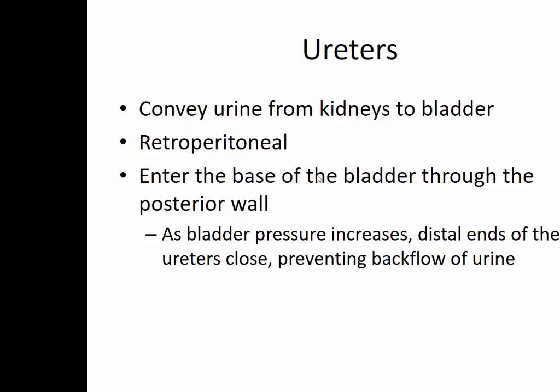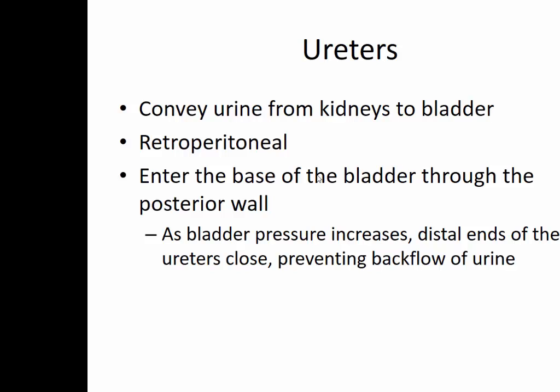Structurally, what leads from the kidneys to the bladder where the urine is stored are the ureters. So ureters are lined with smooth muscle. They undergo peristalsis to move urine from the kidneys to the bladder. And when we say retroperitoneal, it means it's behind the peritoneum. So you have the peritoneal cavity that contains the digestive organs, and behind that, in their own membrane, are the kidneys.